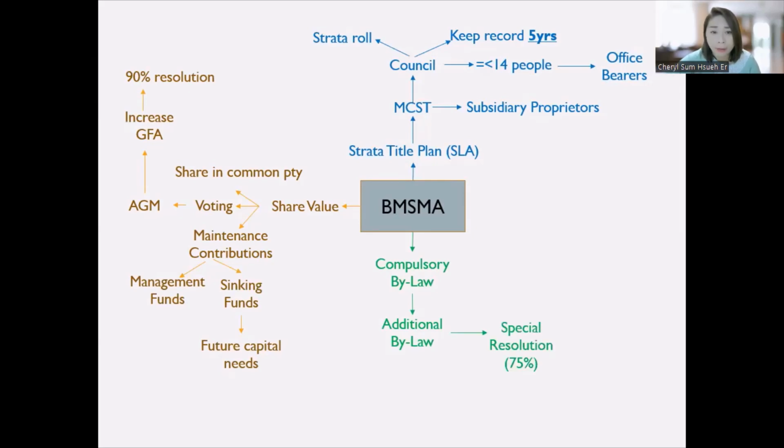Now here I put a bracket, 75%. Please take note of this. The name of the resolution is called special resolution. How many percentage is special resolution? 75% of share value, okay? So please do not attempt to write 75% resolution because there is no such resolution, all right?